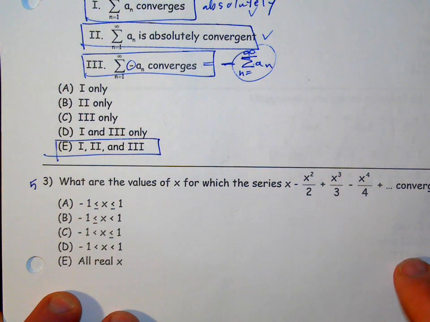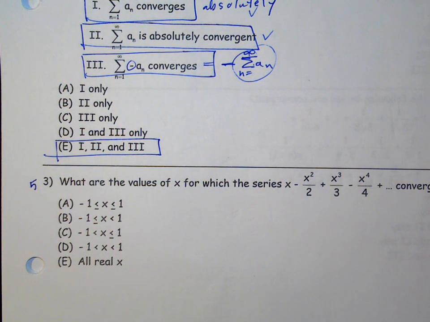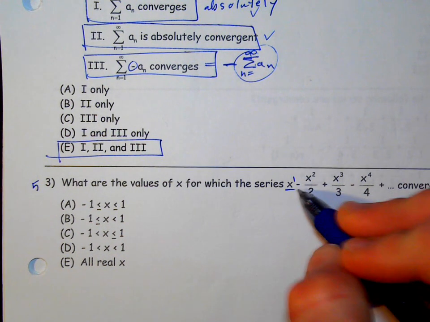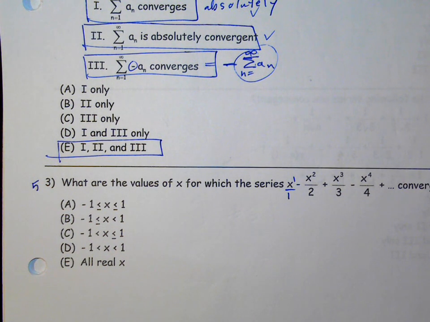Number 5, what are the values of x for which the series converges? So this is the open form, and this is a power series, and we're trying to find the interval of convergence. I don't know. Is this a series that we know? That looks like e to the x or sine. No, e to the x doesn't alternate and actually has factorials on the bottom. It's not sine or cosine.